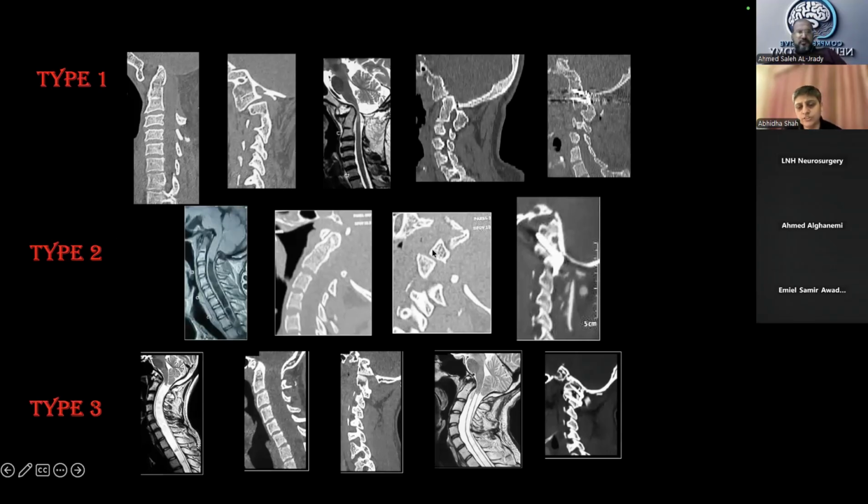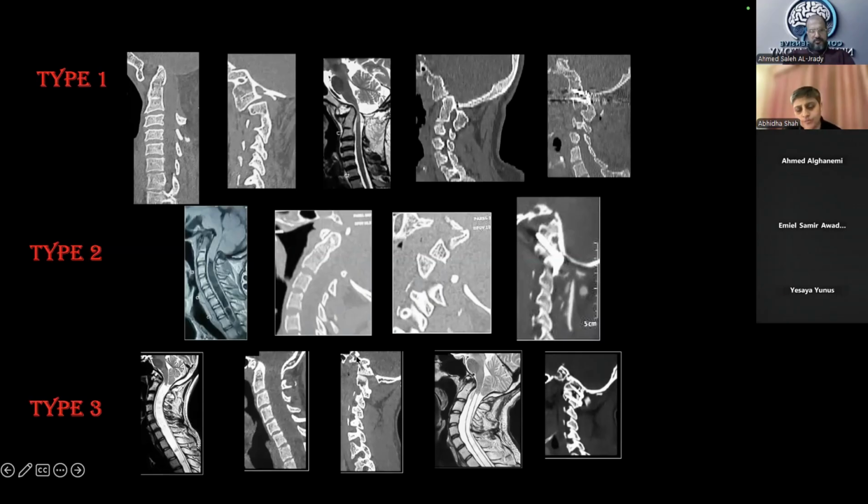In type 2, the facet of atlas falls posterior to the facet of axis. Here you can see this is in neutral position, and the facet of atlas is behind the facet of axis. This is actually a part like a unilateral rotatory atlantoaxial instability, and you see it in patients with central atlantoaxial dislocation. The next one is the type 3, where actually the facets are in alignment.